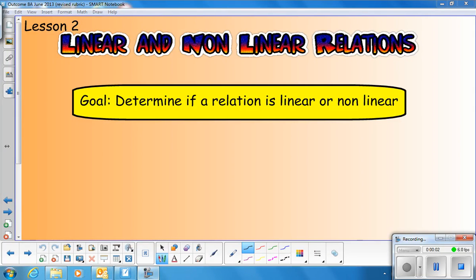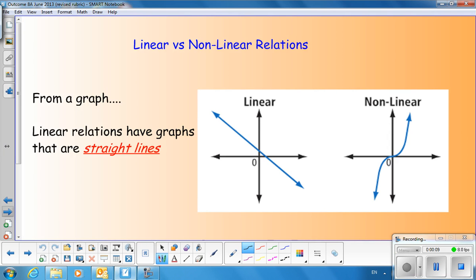Linear and nonlinear relations. Our goal is to determine if a relation is linear or nonlinear. From a graph, linear relations have graphs that are straight lines. So on the left, we have a linear relation, and on the right, a nonlinear.